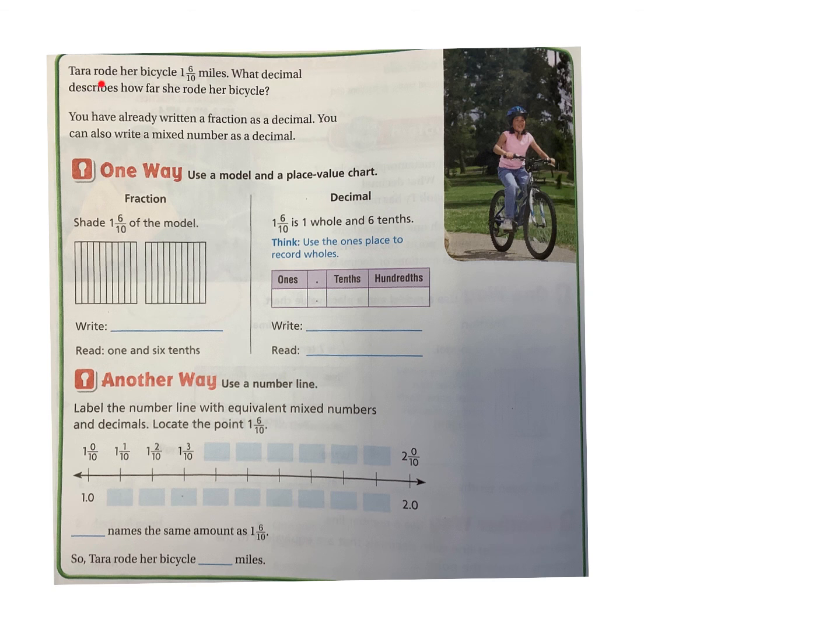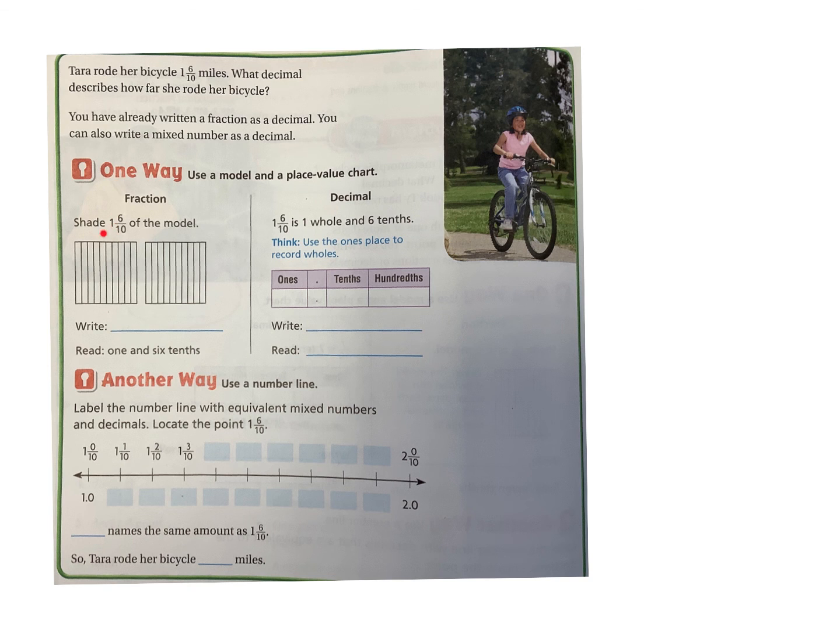Let's view another example. Tara rode her bicycle 1 6/10 miles. So 1 and a little more miles. What decimal describes how far she rode her bicycle? So you've already written a fraction as a decimal. You can also write a mixed number as a decimal.